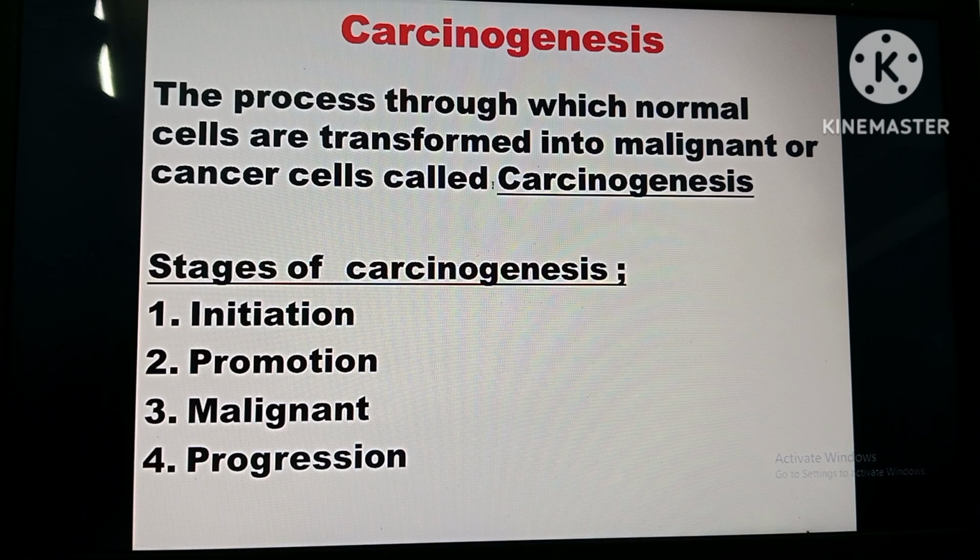Now the client faces additional assault to the cells. The cell is already damaged and weak, and again he is continuously exposed to the same carcinogens as well as other carcinogens. For example, the client is exposed to those chemicals, and along with that he has the habit of smoking, drinking, gudka eating. So further genetic damage takes place. From promotion it will move to the third stage, that is the malignant stage.